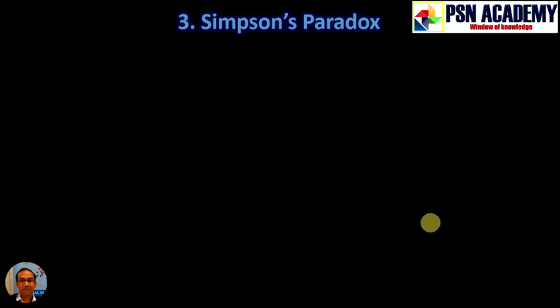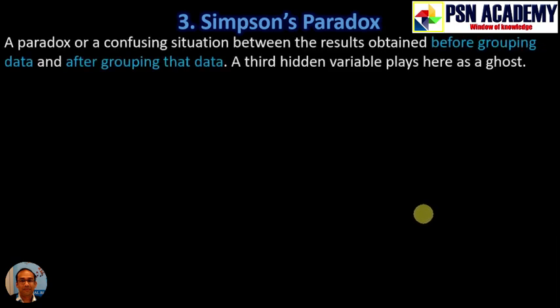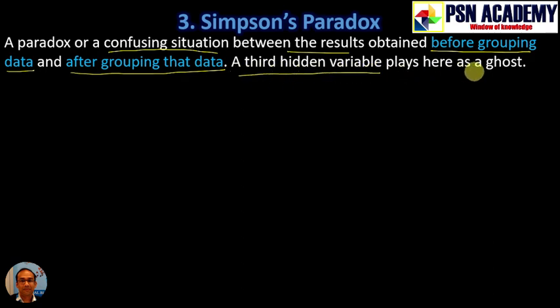The next topic is Simpson's paradox. A paradox is a confusing situation between the results, right? So, the result obtained before grouping the data and the result obtained after grouping that data, these two results are talking in a different way. It is contradictory to each other, right? And to reveal that reason, there is a third hidden variable which is playing here as a ghost.